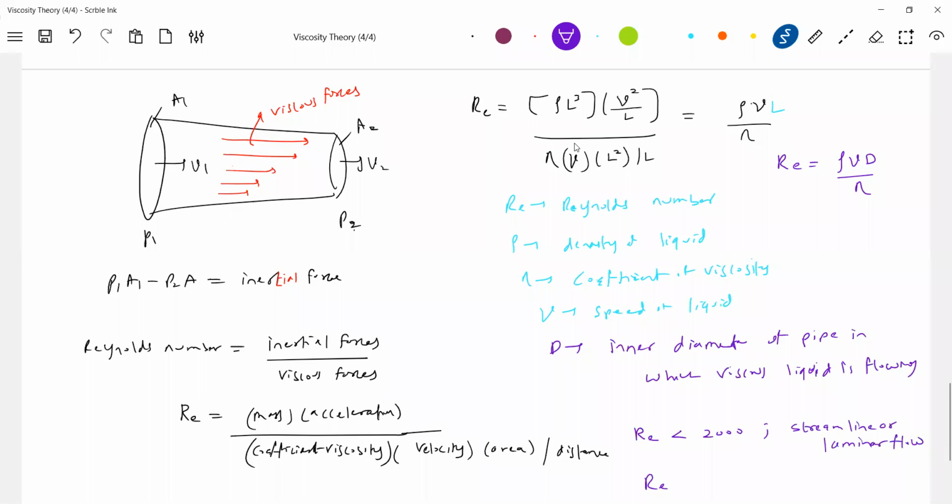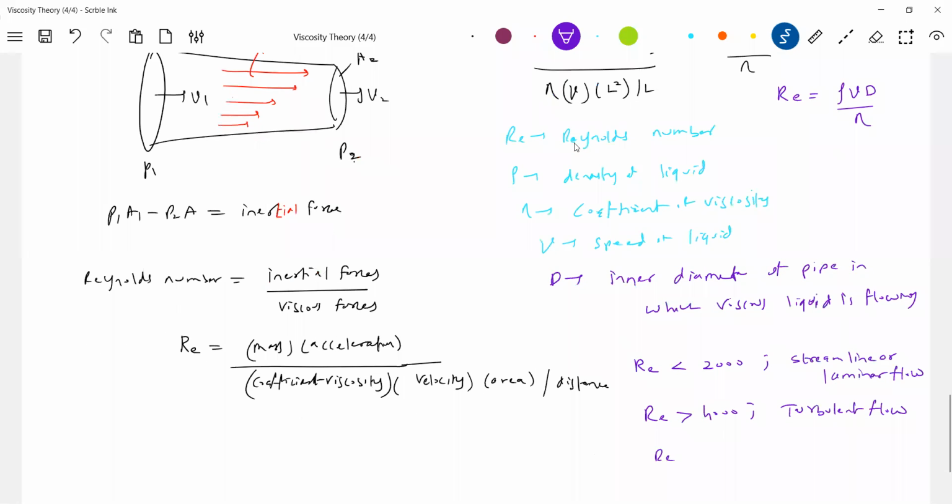If the Reynolds number is more than 4000, then it is said to be turbulent flow. If it is between 2,000 and 4,000, then it is said to be unstable, meaning sometimes it will be streamline and sometimes turbulent flow. Why do we need this? I have to check whether it is a streamline or turbulent flow. So that is what we put.